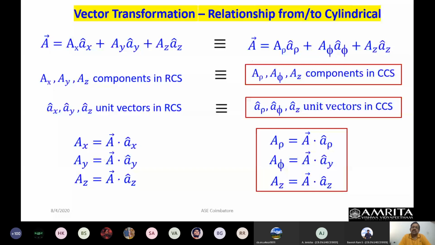So given a vector, how do I get that vector to be written in this form? I need to find the interrelationship between these two vectors. So I'm going to do a mathematical jugglery. How am I going to do it? Because remember, the point in space is the same. Either I visualize that point in terms of the rectangular coordinates or in terms of the cylindrical coordinates. So the point is one and the same.